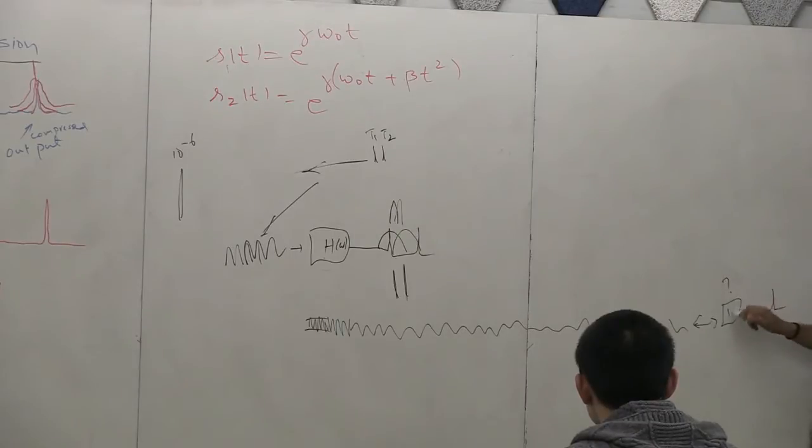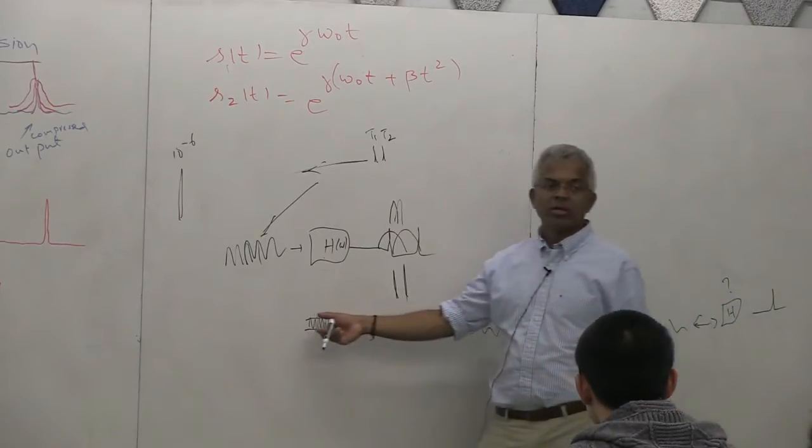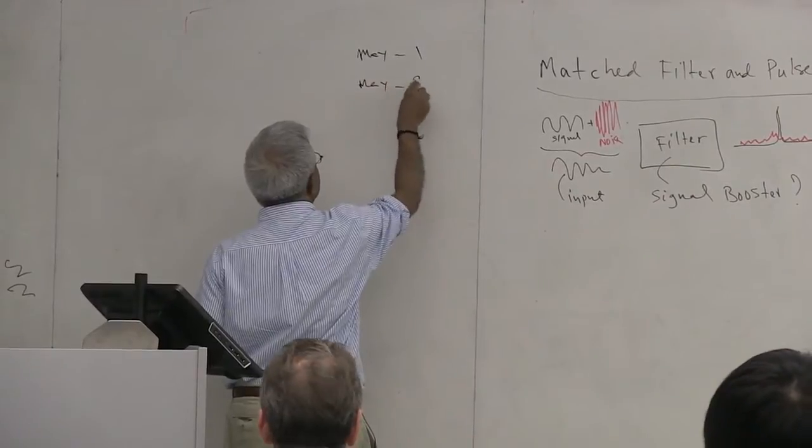The question is, what is this black box, H? See, this is a very low amplitude, so this is almost like a May 8, right?